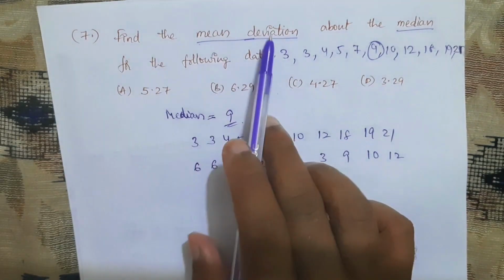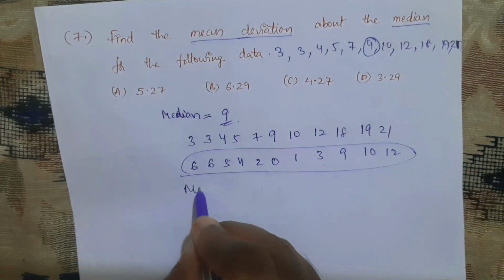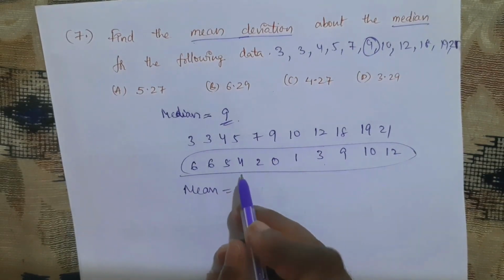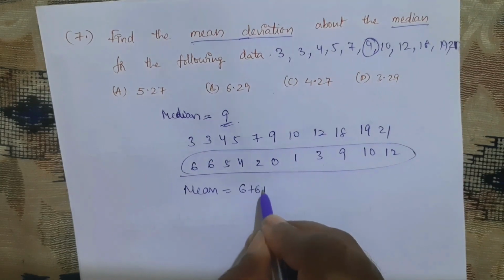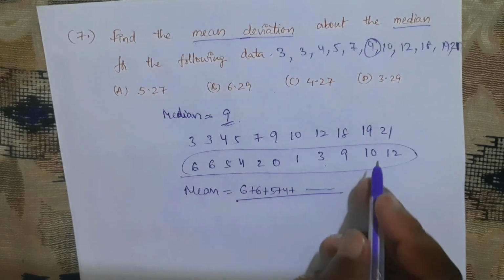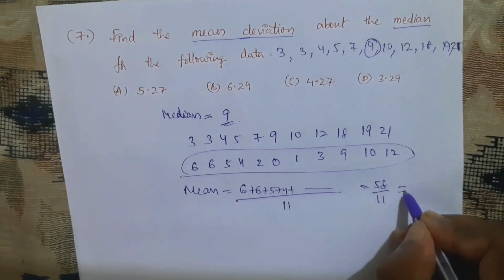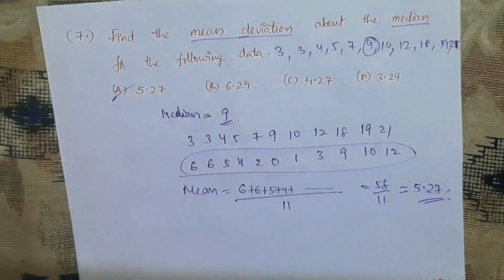Now we need to find the mean deviation. So mean deviation means again what do we need to do? Okay, add all these: 6 plus 6 plus 5 plus 4, and so on. You add all those, divided by how many we have? We have 11 observations. So total 58 by 11. If you simplify, you will get 5.27, which is option A.